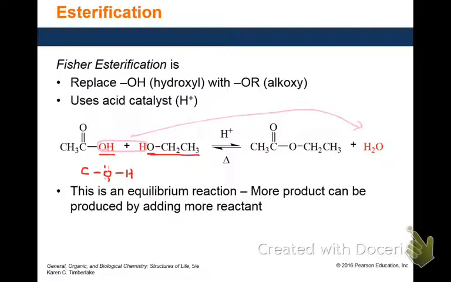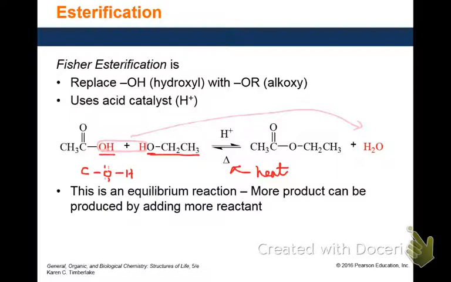Right, it requires a little bit of acid to make the reaction go faster, and then it requires heat. The triangle is heat, okay? Acid catalyst and heat. Remember when we talked about Fischer diagrams the other day? Same Fischer.